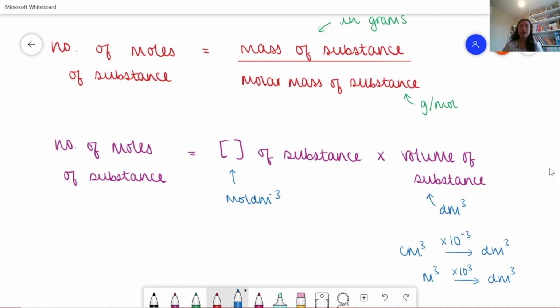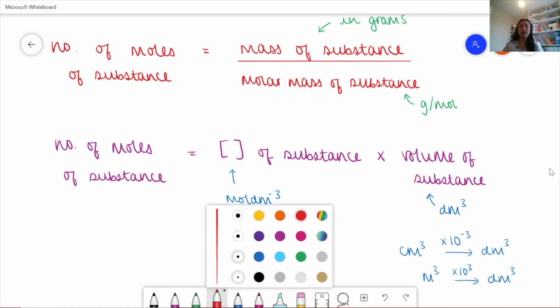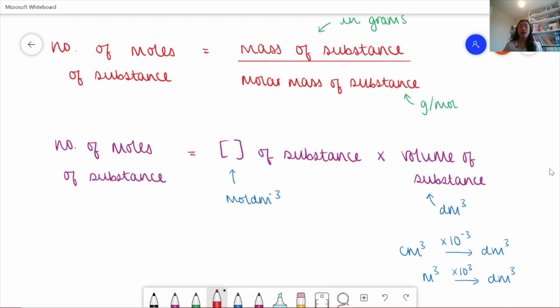And if we look more into the units of this equation, we can see why we have this equation, because the units of number of moles is just moles. And then the units of concentration is moles over decimeters cubed. And then we have the volume, which is measured in decimeters cubed. And so these two then cancel out, and so we end up with moles.